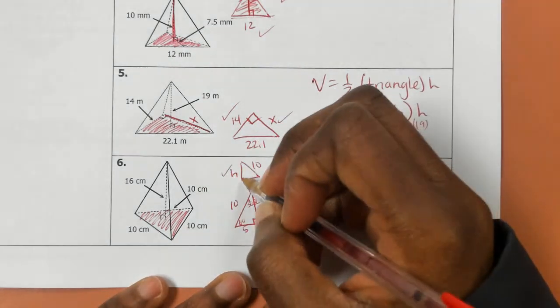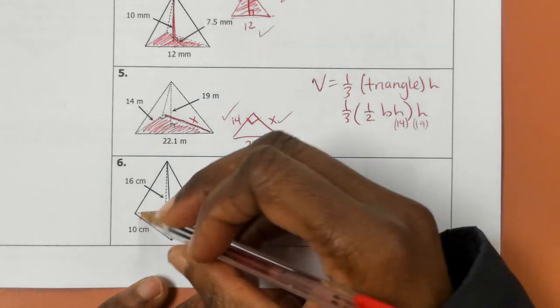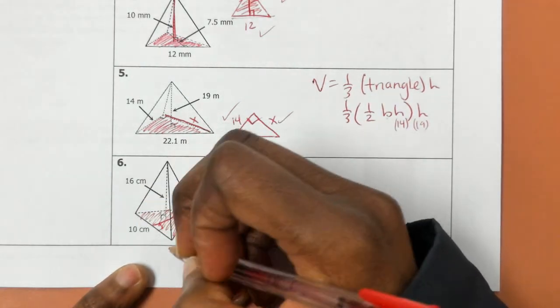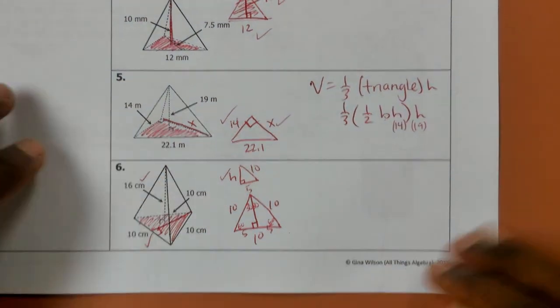Okay, once you find that height, I'll draw it right here, and 10 is your base, so you're going to use 10, and then 16, because that's how tall the pyramid is.